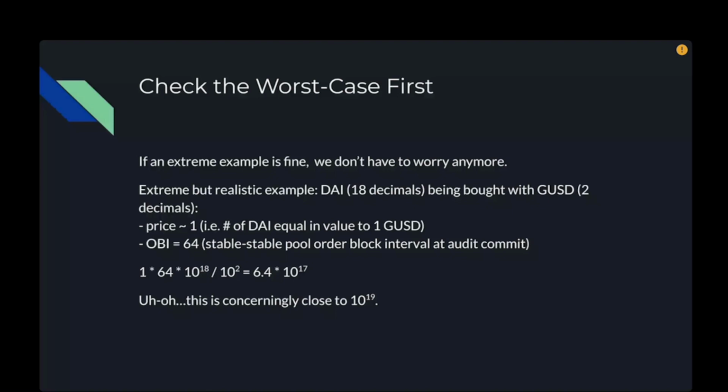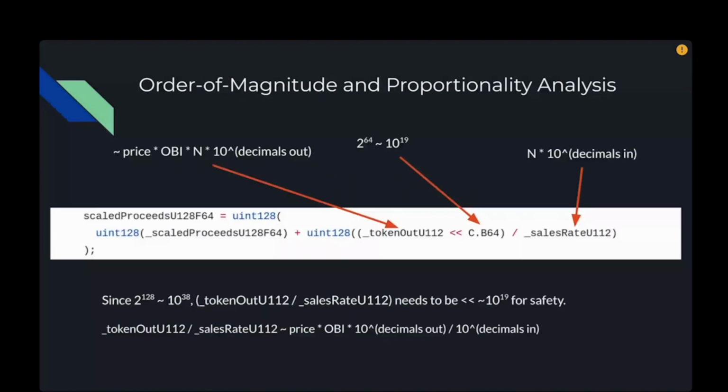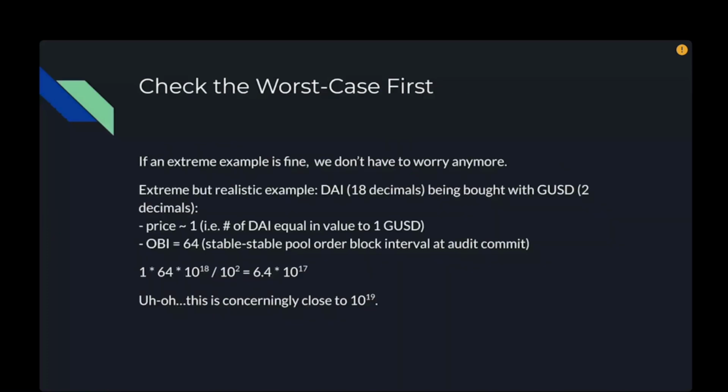So all right, what can be bad? Price imbalances or decimal imbalances. I immediately zoomed in on decimal imbalances because there can be rather large ones. The one I took was DAI with 18 decimals and GUSD with 2 decimals, and it's plausible that these might both be in a pool together because they're both stablecoins. The price, of course, is easy to analyze. That's going to be about 1. The order block interval is just some number you have to look up from the code. In this case, it's not making a big contribution anyway.